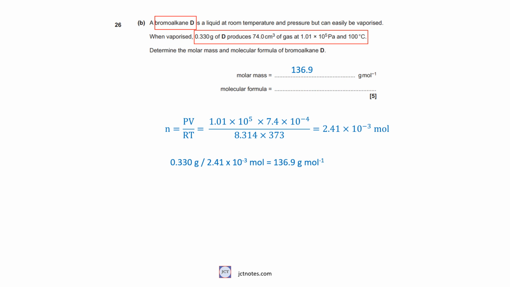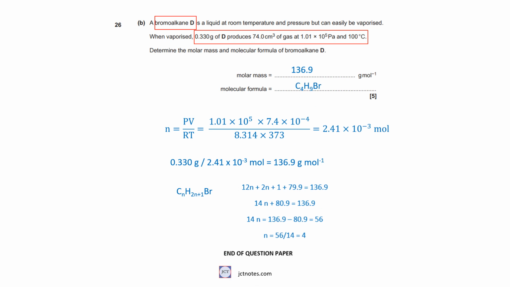As a bromoalkane, the molecular formula is n atoms of carbon, 2n plus 1 atoms of hydrogen, and 1 atom of bromine. Replacing the atomic masses of each atom and making it equal to the molar mass, we have the following equation, and find that n is equal to 4. Therefore, the formula is C4H9Br. And this is the end of the paper.